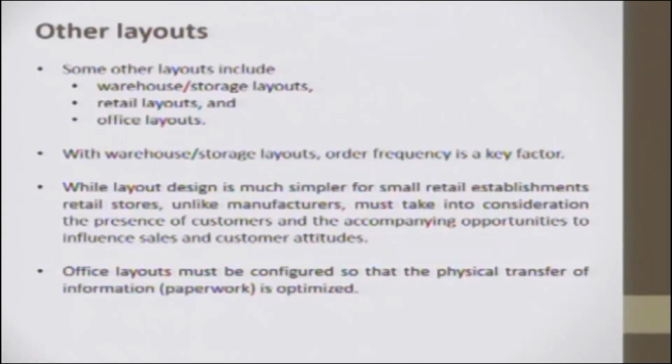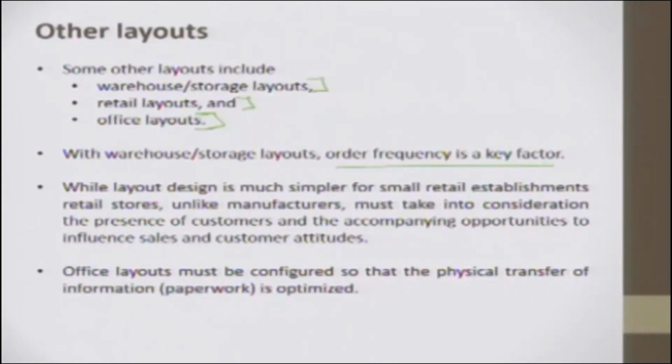for example, warehouse layout, retail layout, office layout, and storage layout. Retail layout is like your departmental store, your medicine shop. Then office layout means the kind of buildings and the arrangement of the cabins for various employees in the office. Now with warehouse layouts, the order frequency is a key factor.